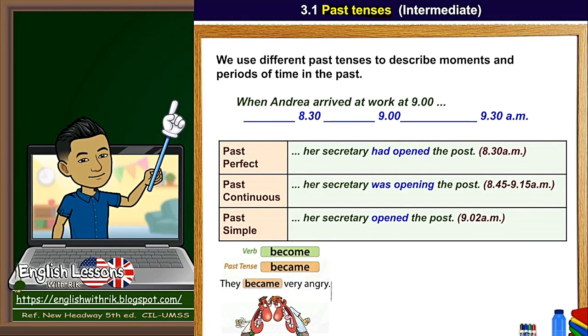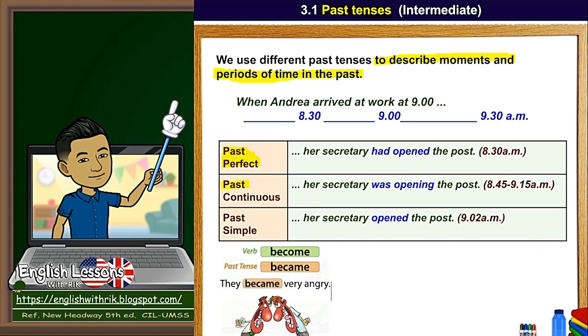We use different past tenses to describe moments and periods of time in the past. We use the past perfect for an action that was completed before another action in the past. When Andrea arrived at work at 9 o'clock, her secretary had opened the post.